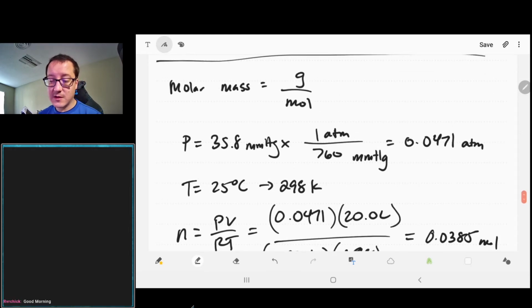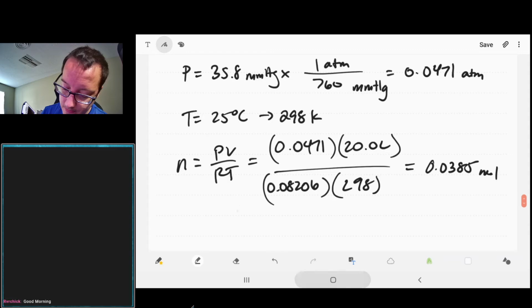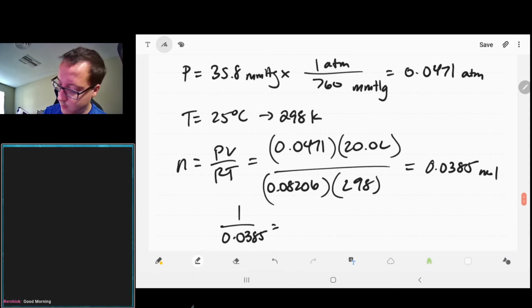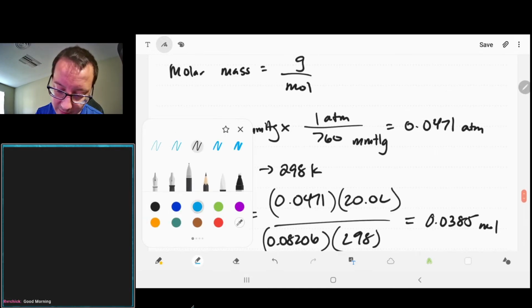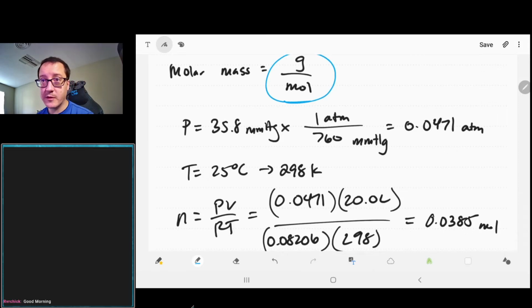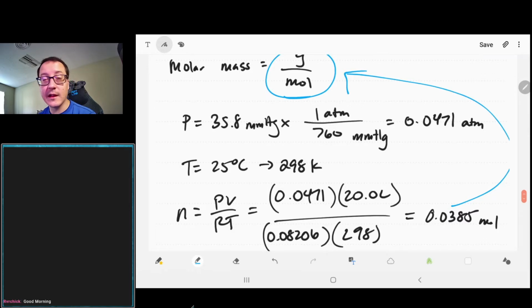Since molar mass is always grams per mole, that's the units of molar mass. We have 1 gram, so we just need to do 1 over our answer. That's 25.96, and 26 is fine. And so there we have it. Again, remembering molar mass, your units are grams per mole, grams over moles. We have grams. We need to find moles using the ideal gas law. Once we find that, we can plug it into this equation, and then we'll end up with our molar mass.